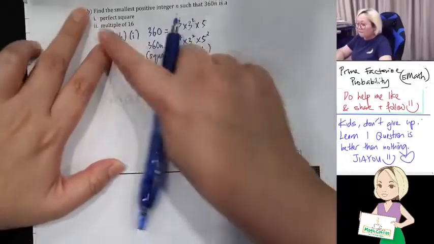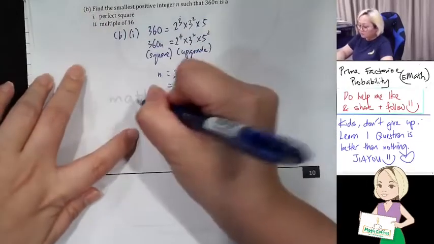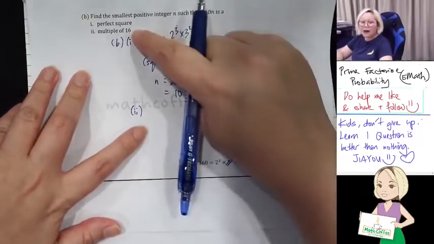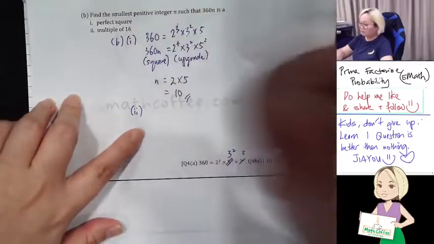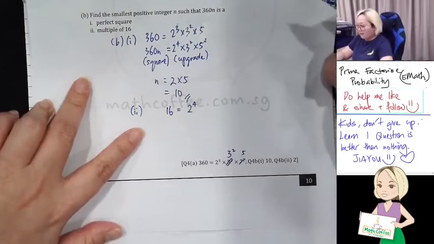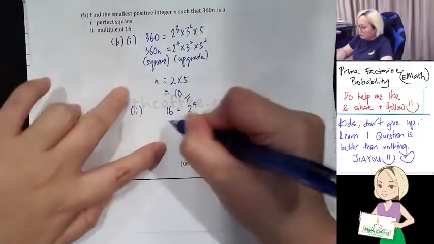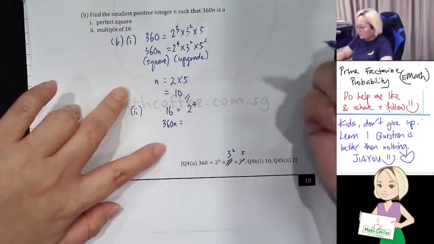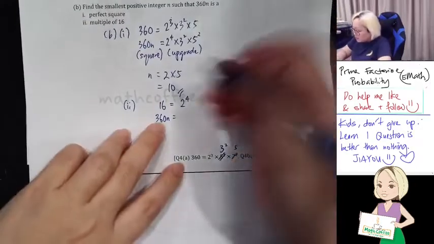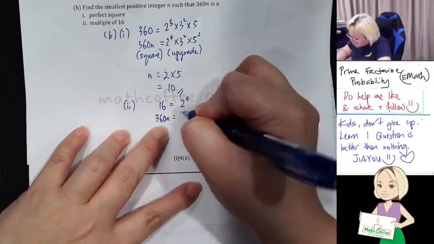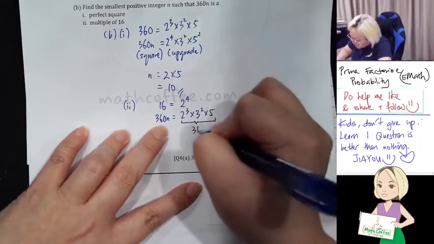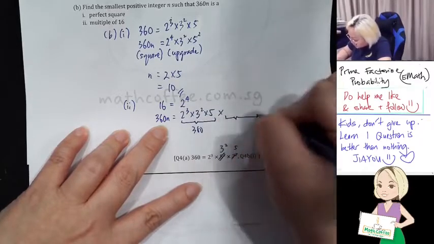Now next thing is multiple of 16. So they don't know how to do multiple of 16. First of all, I need to know my prime factorization of 16. So my 16 is 2 to the power of 4. Then same thing, I'm going to put 360n. I will list down my 360 first, which is 2^3, 3^2, and 5. So this is 360, and then this is n.